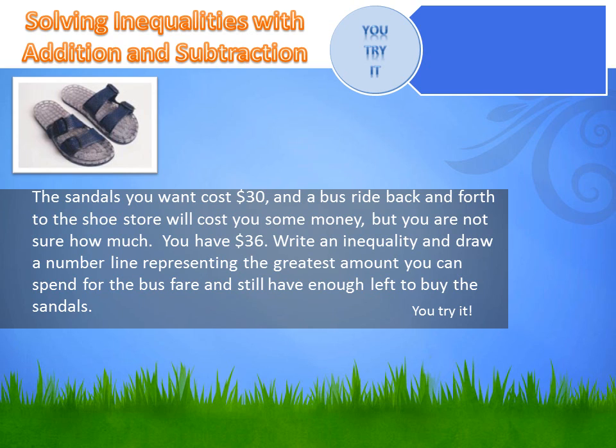Well, I think we can. Then I think the first thing we ought to do is CUBS this. So let's circle the numbers. I've circled $30 and I've circled $36. 30 is what the cost of the sandals is. $36 is how much money you've got.